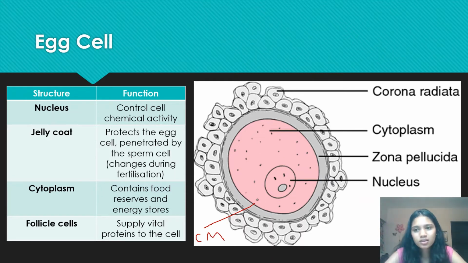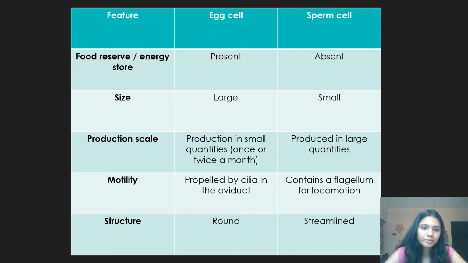Easy marks. Okay, now we're going to look at the differences between the egg cell and the sperm cell. Food reserves, energy stores, are present in the egg cell and absent in the sperm cell. So from where does the sperm cell get nutrients? Semen. How? The prostate gland and seminal vesicle add nutrients and fluid to the sperm to form semen. So the nutrients are obtained from semen.